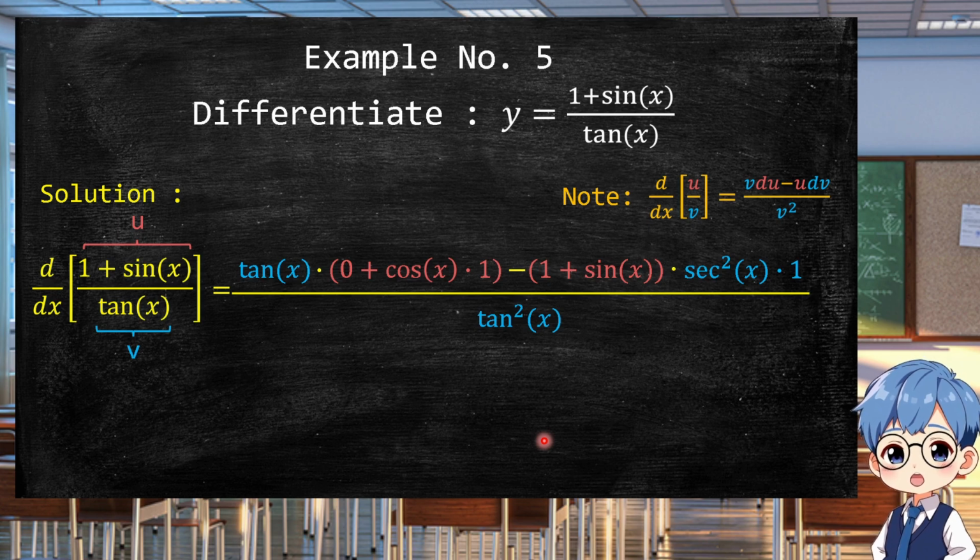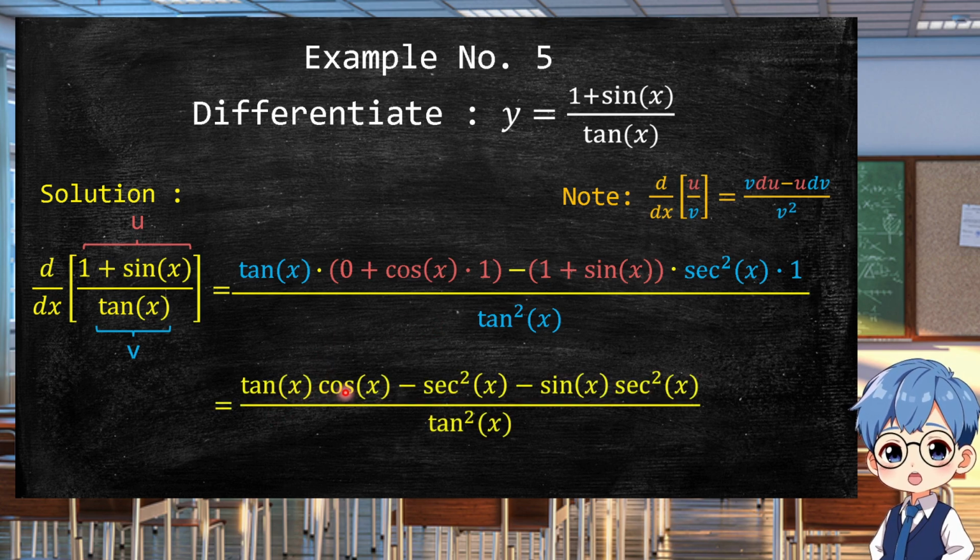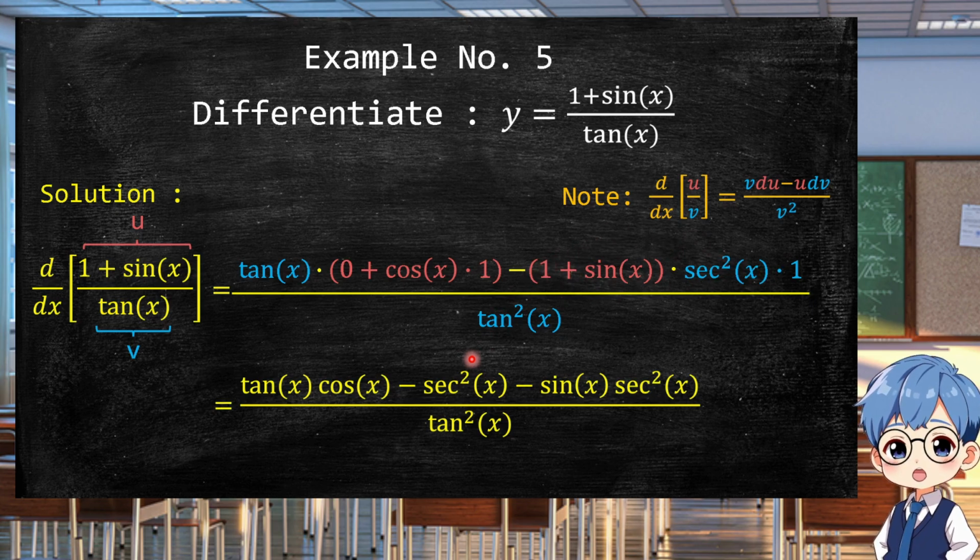So this becomes tan squared x. So we just need to distribute. Of course this is 0, so we just need to distribute tan x to cos x. So that's why here we have tan x cos x. And then here, take note, we have secant squared x, and this is just 1, so just never mind the 1 here. So we distribute secant squared x to 1, which is secant squared x.